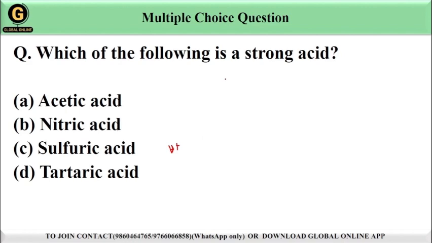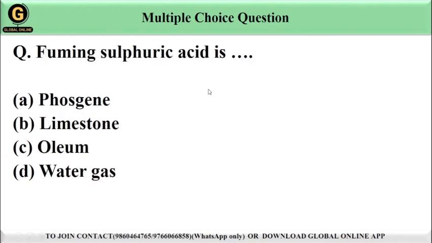In contrast, acetic acid, which is found in vinegar, and tartaric acid, which is found in tamarind, as we already seen, are weak acids as they release fewer hydrogen ions, making them less reactive. So the correct option for this question will be option C, sulfuric acid. Okay, let's see the next question now.